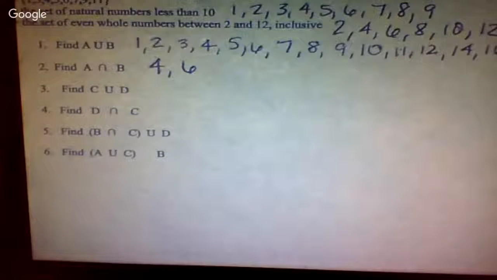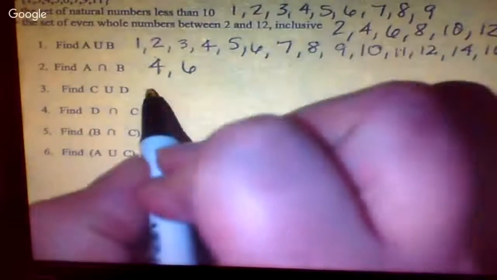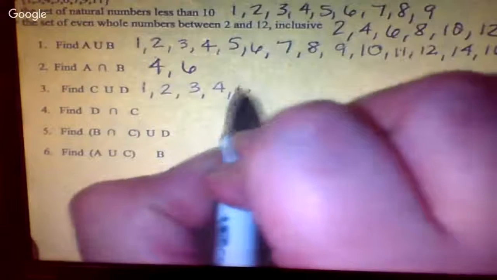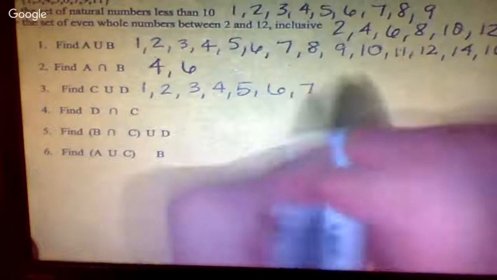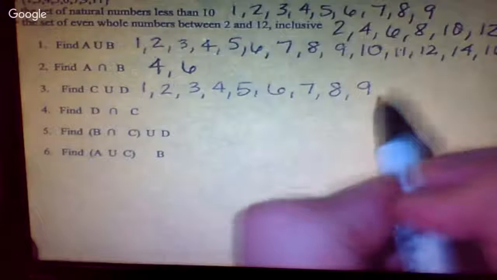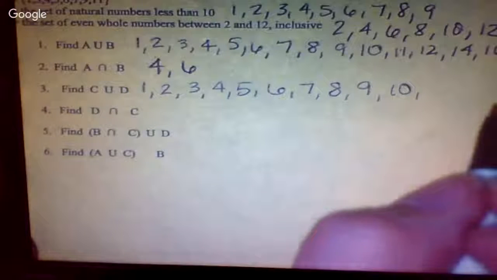What about C union D? Okay, it's not what they share though. It's union. It's everything in both sets. So we start with 1, 2, 3, 4, 5, 7, 8, 9, 10. 11 is not in it. Oh, my fault.